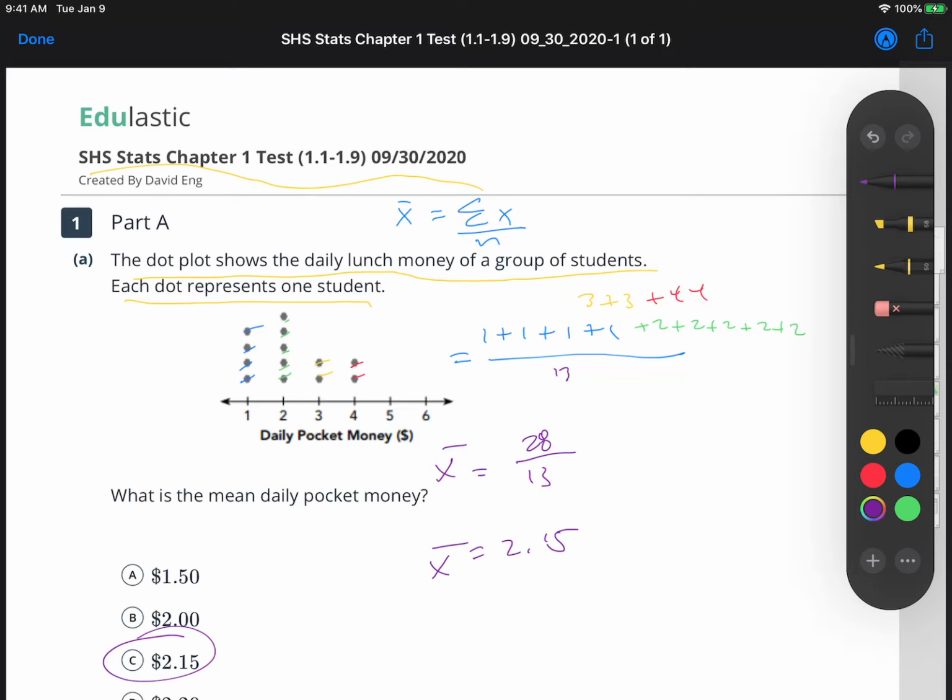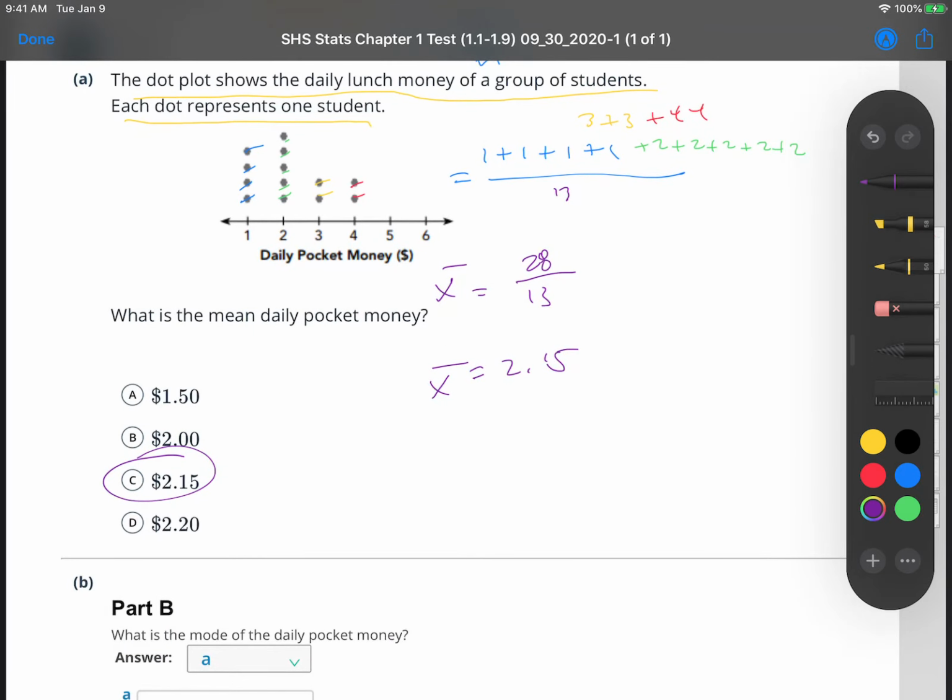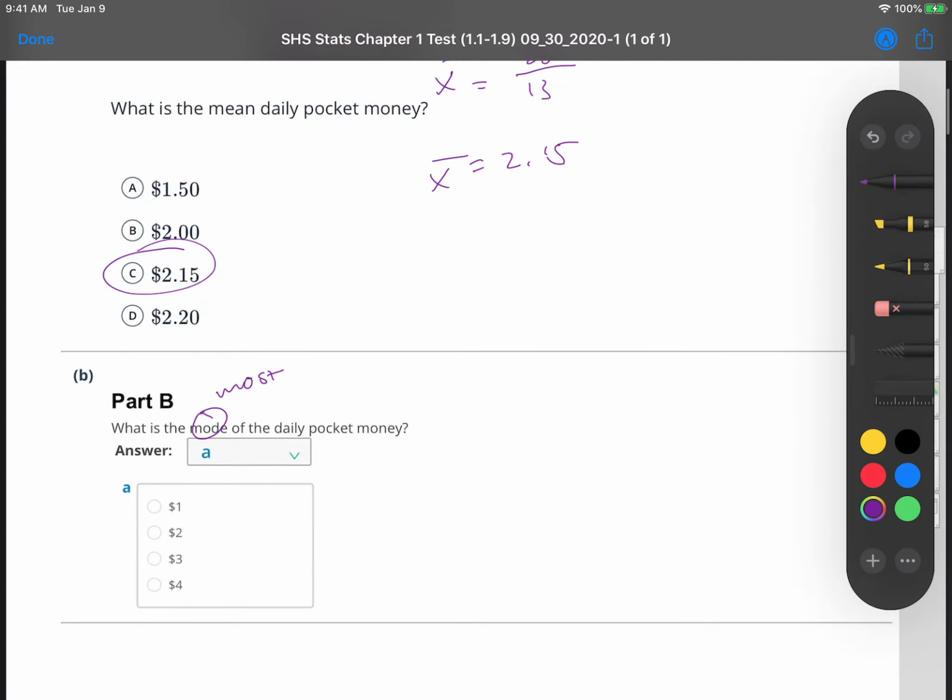What is the mode or most of the daily pocket money? Which happens the most? That would be this one. So the answer would be $2.